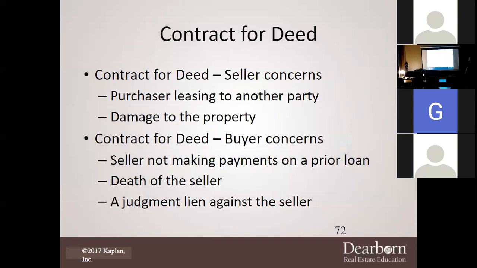Okay, so with a contract for deed, the seller's concern is that the purchaser may lease to another party. Sometimes they may lease it out, or they may damage the property. Okay, the buyer's concern is that the seller may not make payments on a prior loan. Okay, there may be a death of the seller, which may leave them in limbo. And there could also be a judgment lien against the seller, which could force the sale of the house, and they're pretty much screwed.